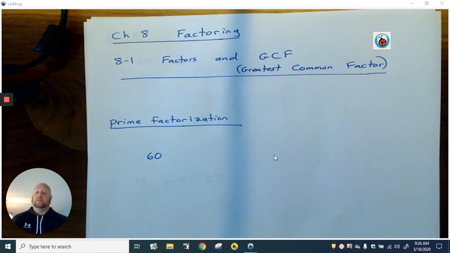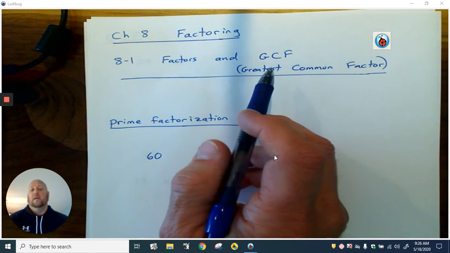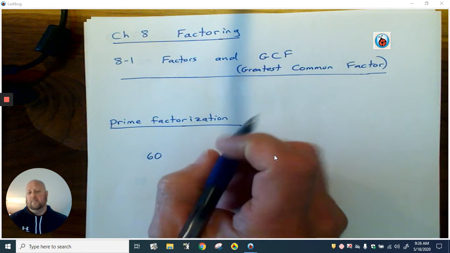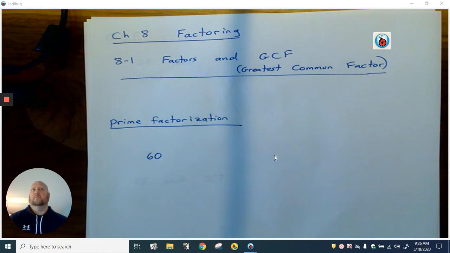Today we're going to talk about Chapter 8. The first part of Chapter 8 is what are called factors and the GCF, or the greatest common factor. Last chapter we talked a lot about multiplying, and we multiplied different things together to make a whole. Well, now we're basically doing the opposite. We're breaking them up into what multiplies together.